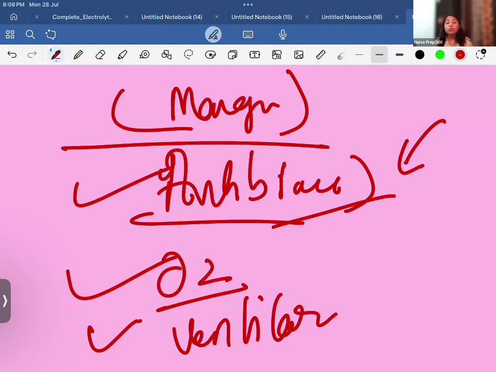Okay. Then what are the diagnostics you can do? Chest X-ray, sputum culture, CBC, ABGs. CBC, very good. ABGs, you're going to do CBC, sputum culture, blood culture, chest X-ray, bronchoscopy.